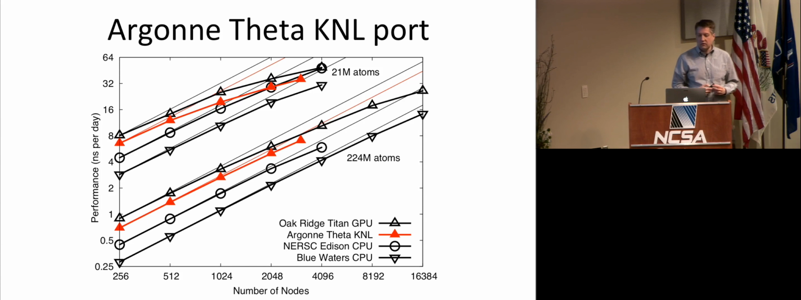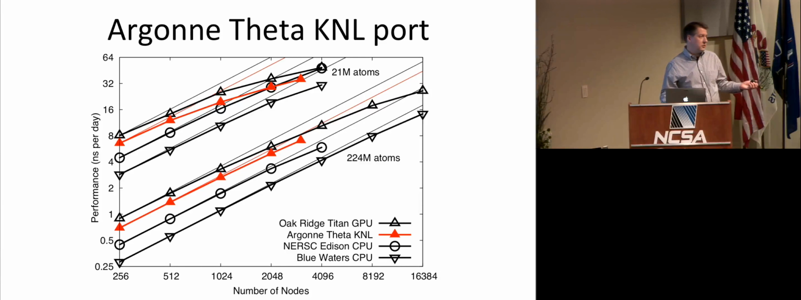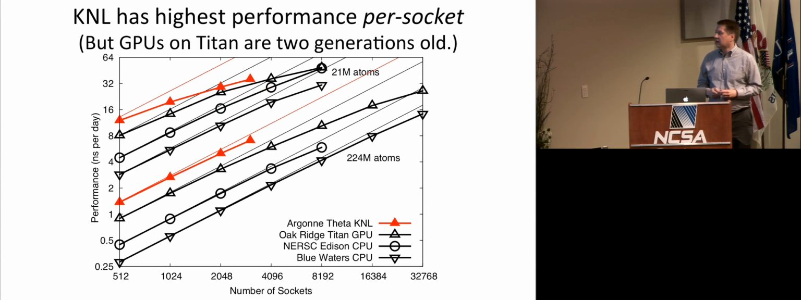This is what the performance looks like on Theta. So this is just comparing to the other machines we saw previously. These are the GPUs. As you can see, the KNL nodes are beating the CPUs like NERSC. They're definitely beating Blue Waters. Not quite as good per node as the GPUs. But you could argue, OK, what if that's per socket? In that case, KNL is the fastest performance we see per socket. KNL is a single socket only processor. And then you have to remember, however, these GPUs are 2 generations old.